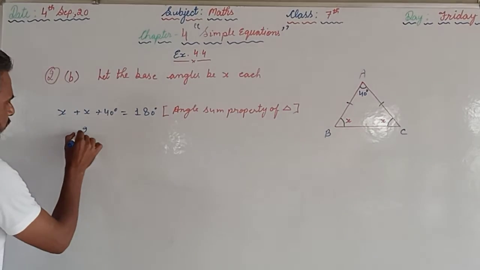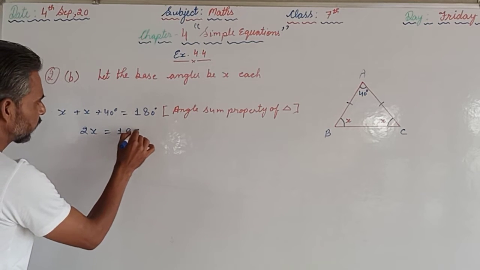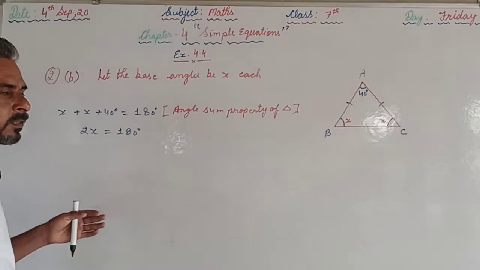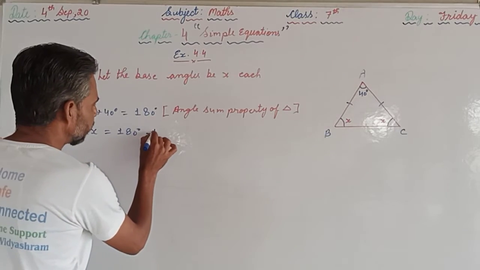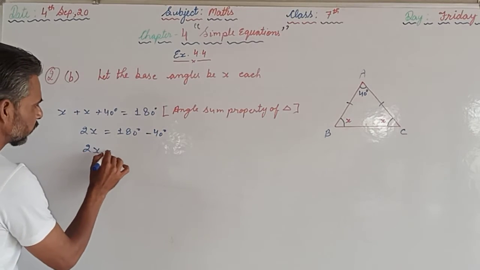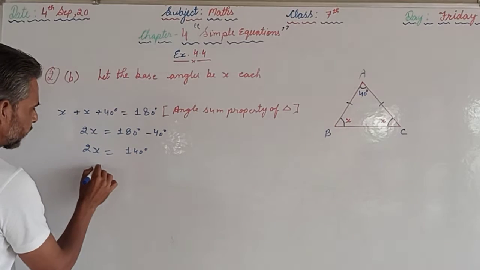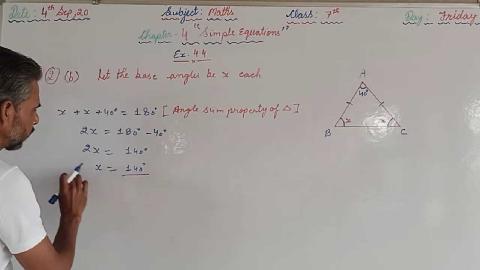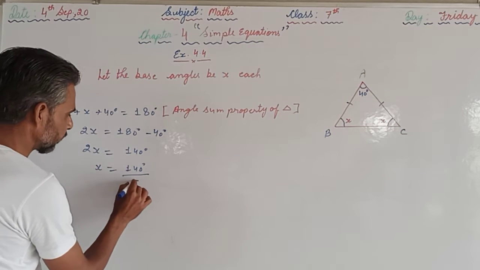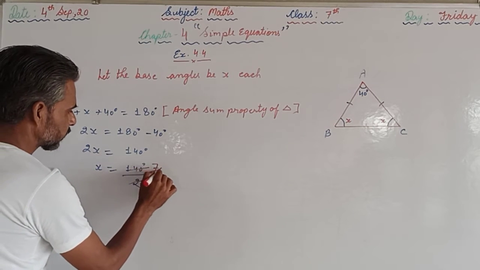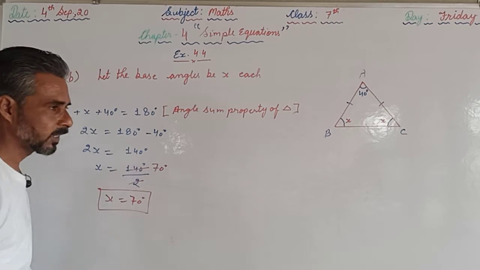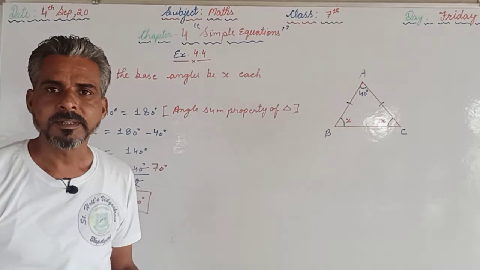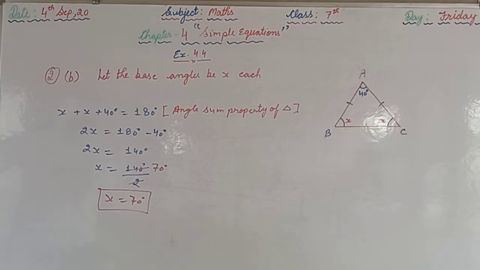So x plus x, 2x, is equal to 180 degree, and we transfer 40 degrees from the left hand side to the right hand side, and when we transfer, the sign changes. Here it is plus, it will become minus. So 2x will be equal to 140 degree. The 2 is being multiplied here, so on the right hand side it will divide, and that becomes 70 degree. So x is equal to 70 degree. The base angles of that isosceles triangle are 70 degree each. This is the answer of part B.